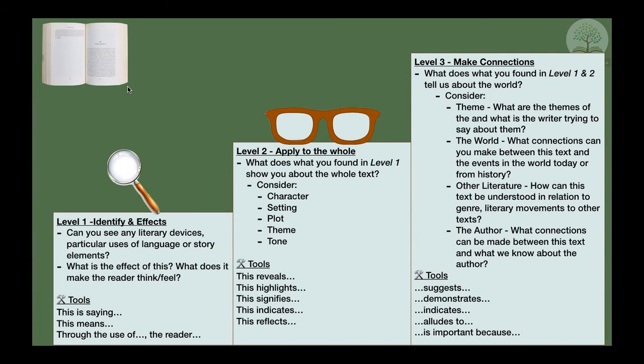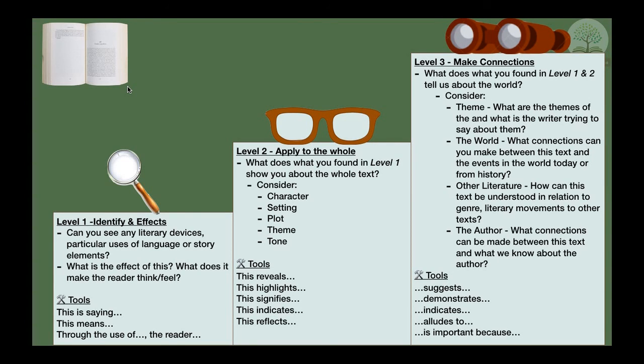Finally, in level 3, we're making connections. We're looking at what we found in level 1 and 2 and seeing what they tell us about a theme, about the world, about history, about other literature or the people who make it, such as the author. Here we can use language like suggests, blah blah blah demonstrates, blah blah blah indicates, this alludes to, or this is important because. Here we're not looking at the finer details or the text as a whole, we're looking beyond the text, at a bigger picture.